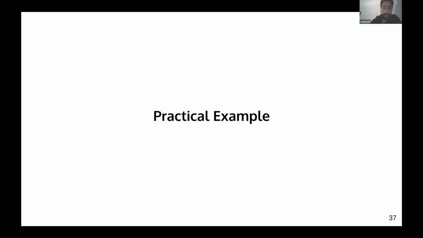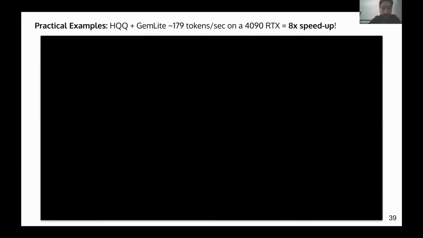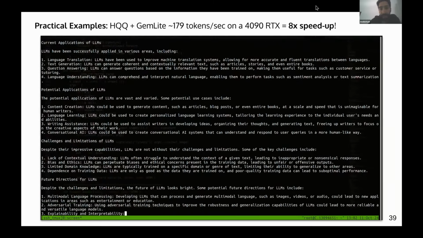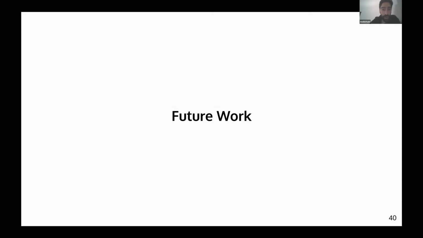Anyway, let's go ahead. Practical example: if you want to try this, you can try it with the HQQ library. I'll just give you an example very quickly. But the best way to do this is with TorchAO, because we are trying to integrate this with TorchAO. So this is an 8x speedup with Llama 2 on the 1490, which is actually pretty good. This is pretty close to the Tiny GMM performance. There are a couple of tokens between them, which is totally fine. This is just to show you that with Triton you can reach some good performance with this.